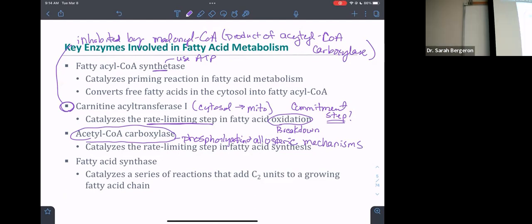So fatty acid synthase is what, once we've primed it, in order to create the fatty acid, we're going to have to keep adding and making these fatty acids longer and longer. So these are going to add carbons in 2 carbon units. What you'll notice about most fatty acids is that they're even numbered in terms of the number of carbons inside of them. And it's because fatty acid synthase adds them 2 carbons at a time.